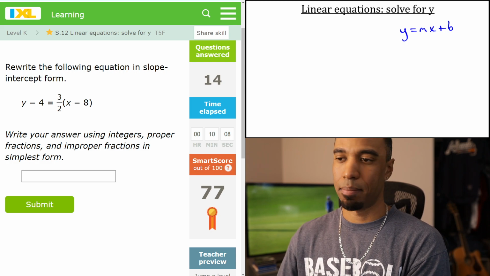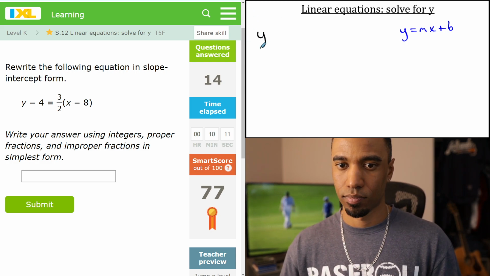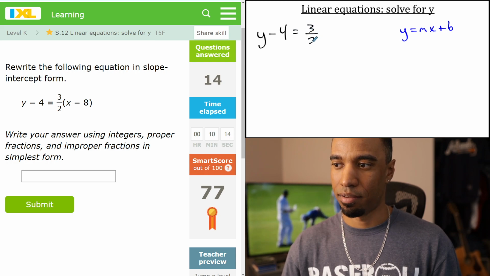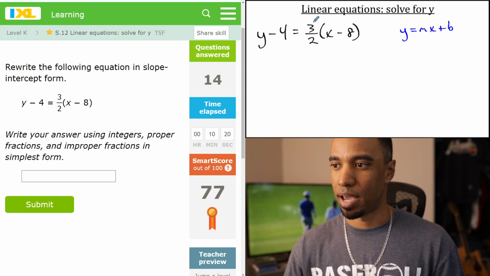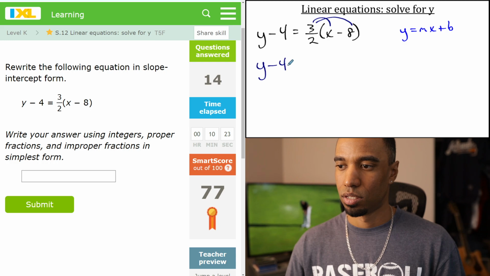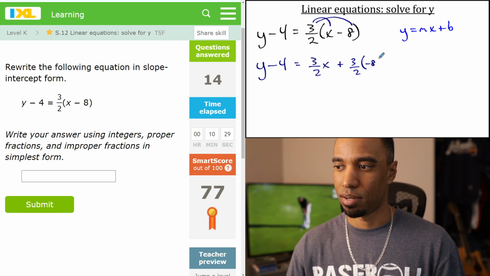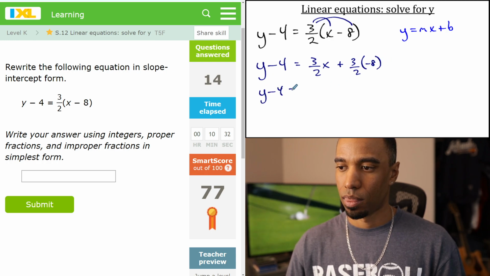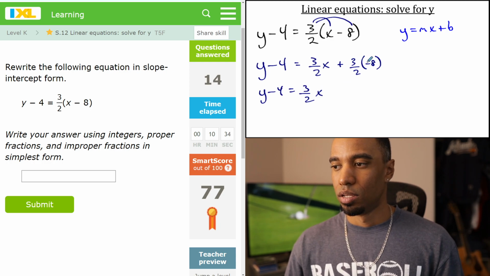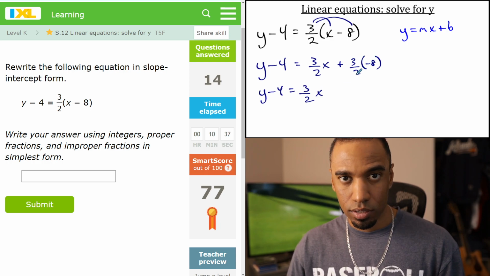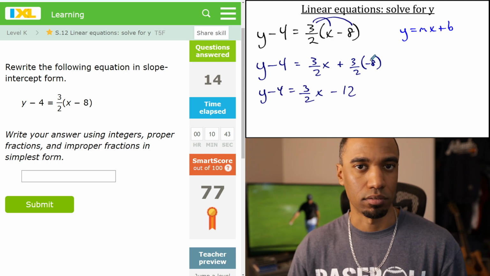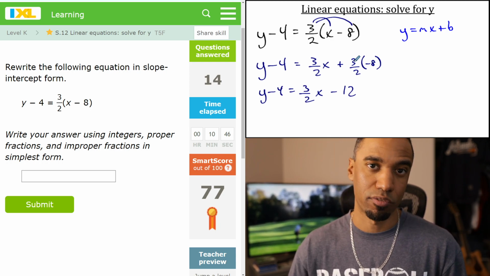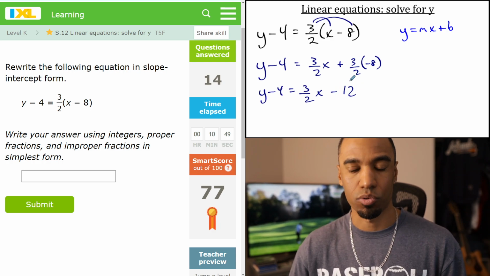So we're going to be doing y minus 4 equals 3/2 times the quantity x minus 8. So I'm going to distribute the 3/2 there, and keep in mind that means you're multiplying 3/2 by x and 3/2 by negative 8. So 3/2 x. Negative 8 divided by 2 is negative 4. Negative 4 times 3 is negative 12. So minus 12. You might be saying, why aren't you multiplying by the top? I don't know. I'm multiplying the second. Negative 8 times 3 is negative 24. Negative 24 divided by 2 is still negative 12.